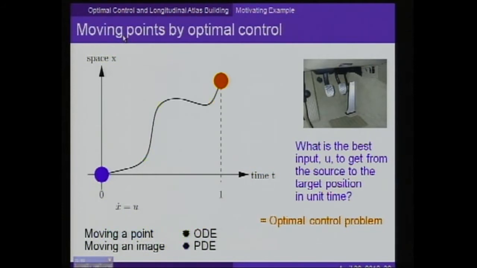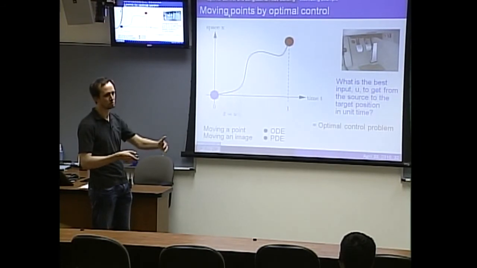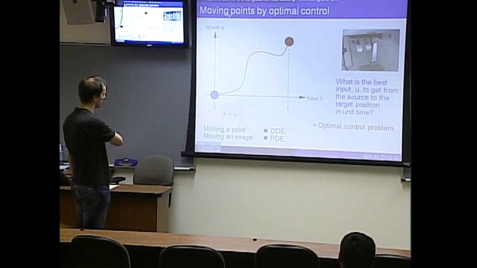If you do this with moving a point, then what you have is a problem that has an objective function, like a control cost, plus some sort of dynamic that you impose. So just x dot equals u, let's say. And if you do this for the image valued case, the whole setup is very, very similar. The only difference is that the equations get more complicated and you move from ODEs to PDEs. That's an optimal control problem.